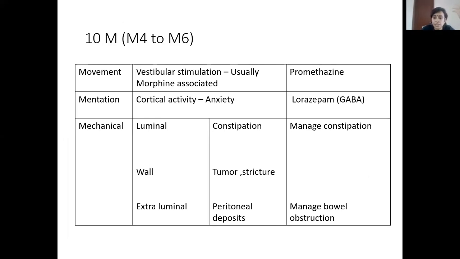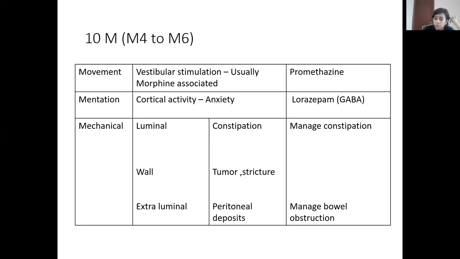Mentation, anxiety. I'm anxious about going for chemo. I'm anxious about my wound. Next time when someone opens a wound and cleans it, I know that I may vomit because of the smell. I'm anticipating that. Then you have to treat with lorazepam.